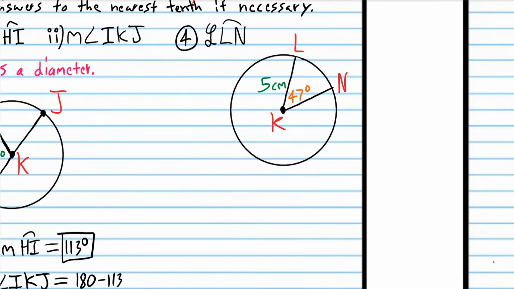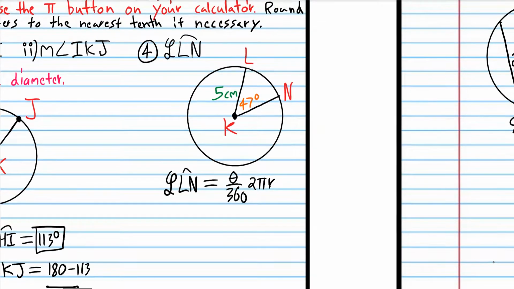So the arc length of LN is the central angle divided by 360 times 2 pi r. So what we're doing is we're finding the total circumference, the total distance around the circle. And then we're multiplying by a fraction because we don't want the entire length. We just want this length here. And that fraction is going to be 47 out of 360. And the radius, they tell us, is 5 centimeters.